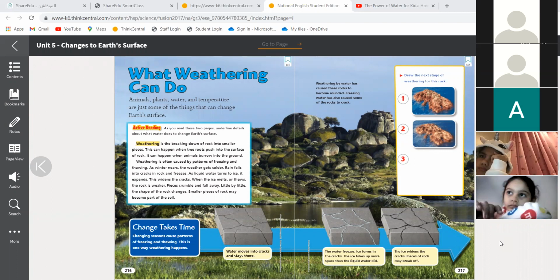And the erosion is like... what? Erosion is what? Erosion is when... Okay, it's fine. I forgot it. It's okay. Thank you for telling me about weathering.